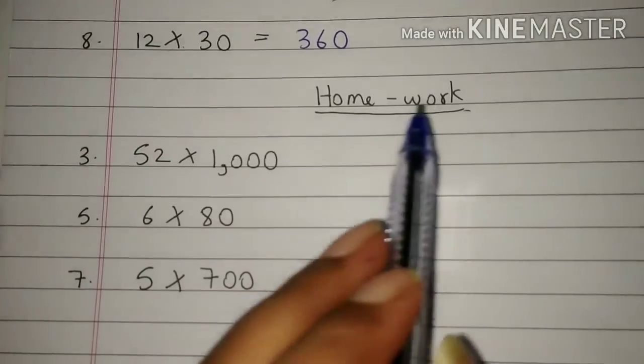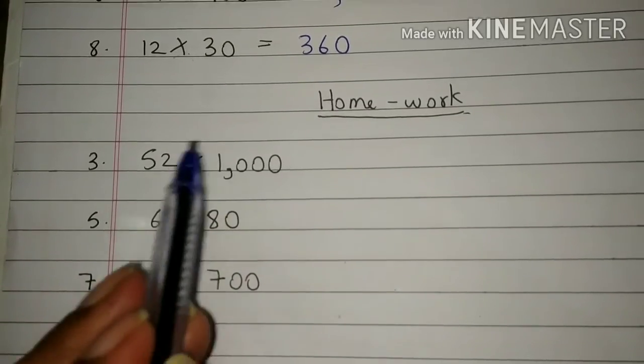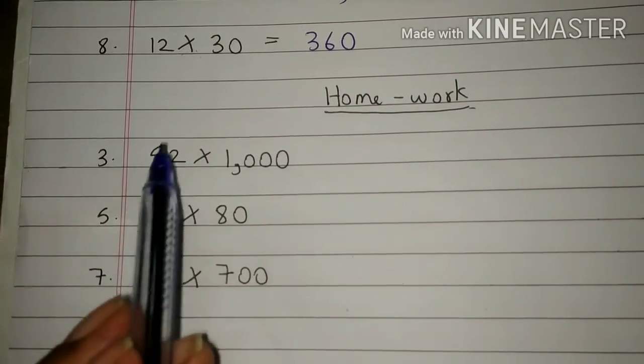Students, note down your homework. 3rd, 5th and 7th question. This is your homework. In this question you have to multiply orally.